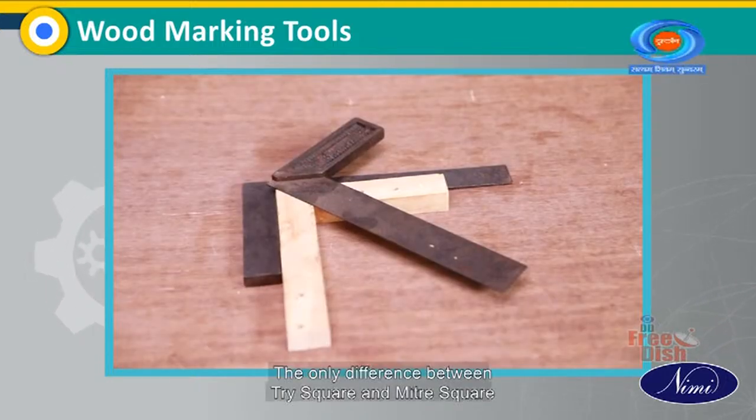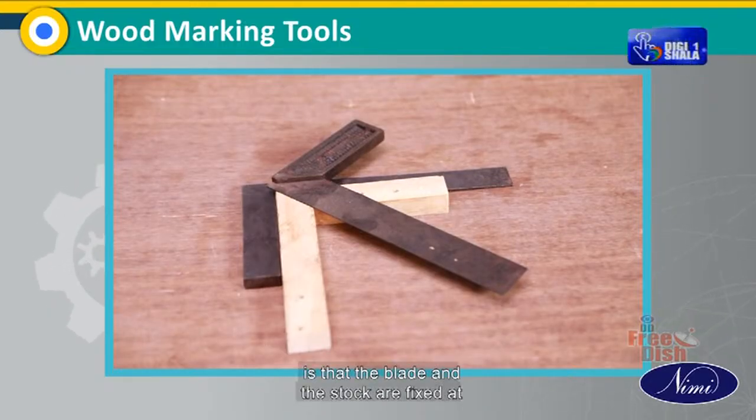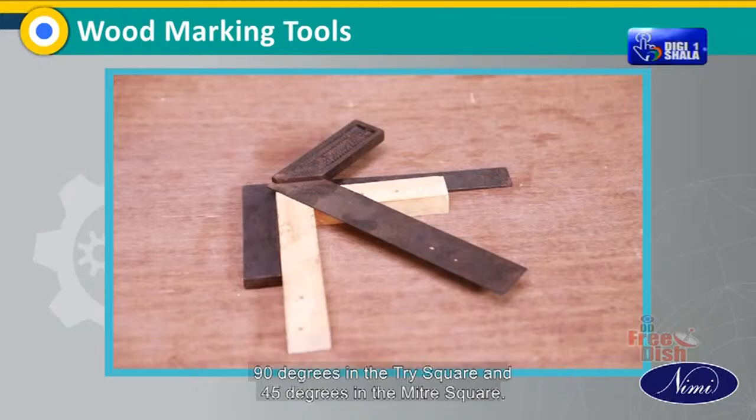The only difference between tri-square and mitre square is that the blade and the stock are fixed at 90 degrees in the tri-square and 45 degrees in the mitre square.